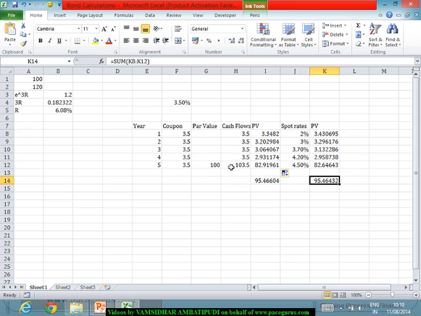Now, in the same context, we talk about a few more concepts. One is the par yield. Par yield is nothing but that particular coupon value. Now here we have taken it as 3.5. But what I want is that particular coupon value which will make this particular sum equal to the face value itself.